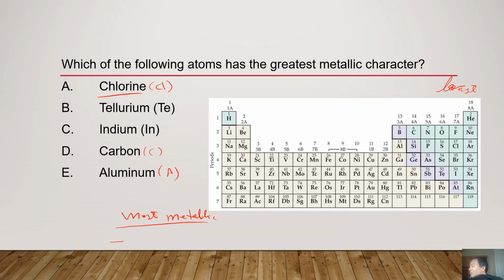So where's my chlorine? The first one, that's my chlorine. Now tellurium. You also have indium. Then you have carbon. Then what else? Aluminum. So which one is closest to the bottom left corner? Oh, look at that. That's indium. So that one has the greatest metallic character, it's the most metallic. So indium is the correct answer.